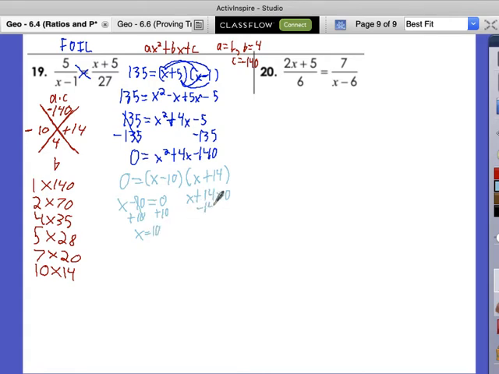Or I can subtract 14, and x is equal to negative 14. So we end up getting two answers here. We end up getting two answers because we have an exponent of 2.